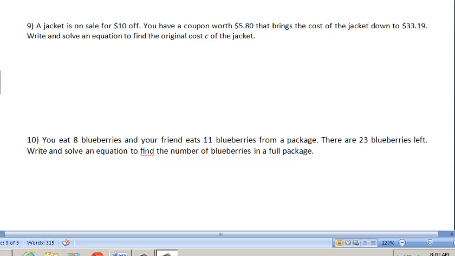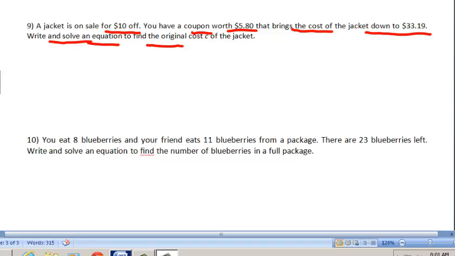All right, let's do the last two story problems. There might be a few ways to do this, but I'm going to show you one of the ways. In this case, you have to write the equation and solve the equation. That's the key. All right, let's look at it. A jacket is on sale for $10 off. You have a coupon which is worth $5.80, and so it brings the cost down. So this brings the cost of the jacket down to $33.19. They're asking us to write and solve an equation to find the actual cost.